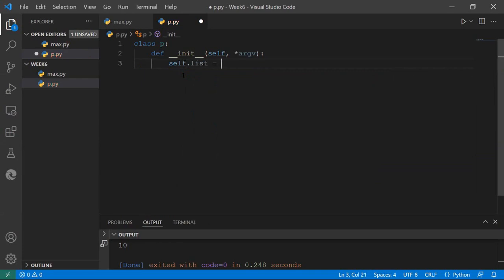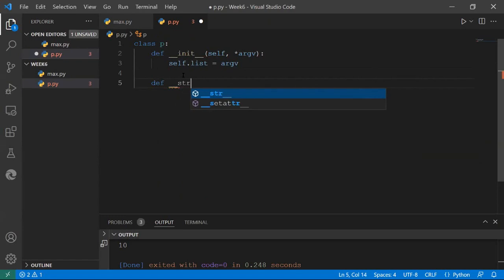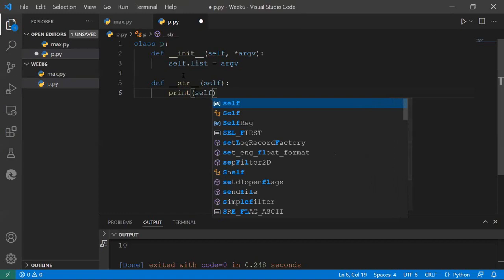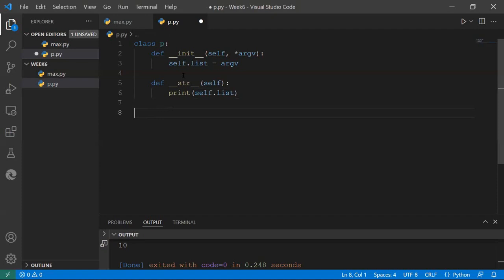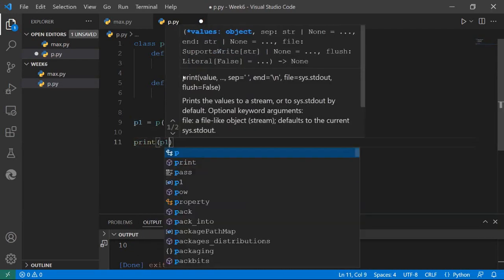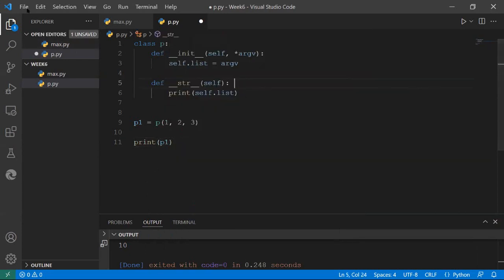Okay, let me just get this straight. Let's assume that I create some sort of semi-polynomial, and just make it so simple. The printing may not be the same, but this one is just P1 equals a polynomial of 1, 2, 3, and then print P1. Super easy, right?